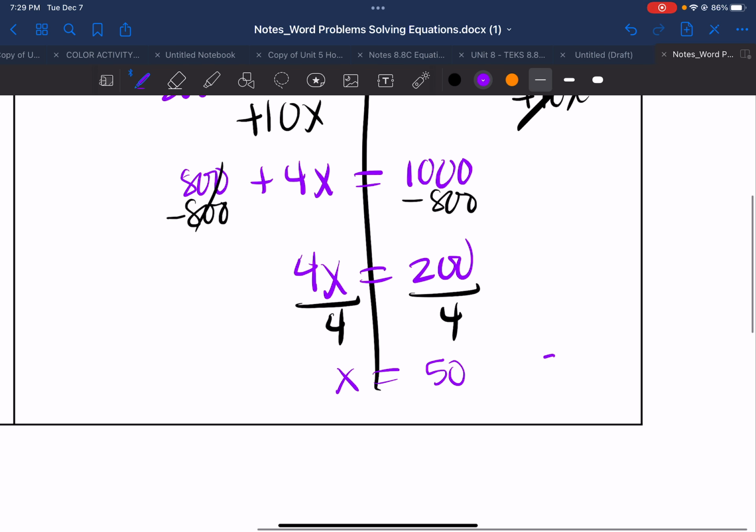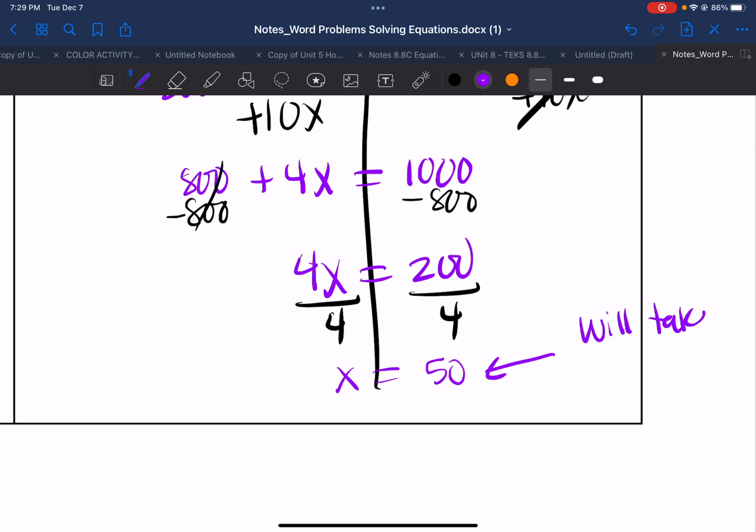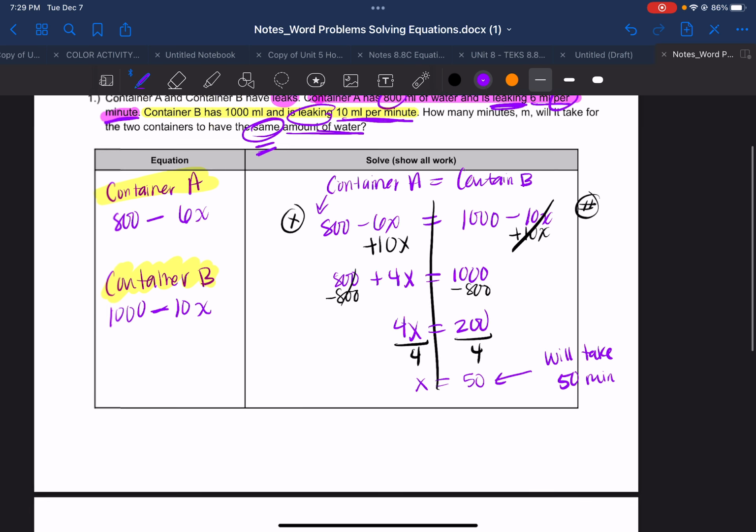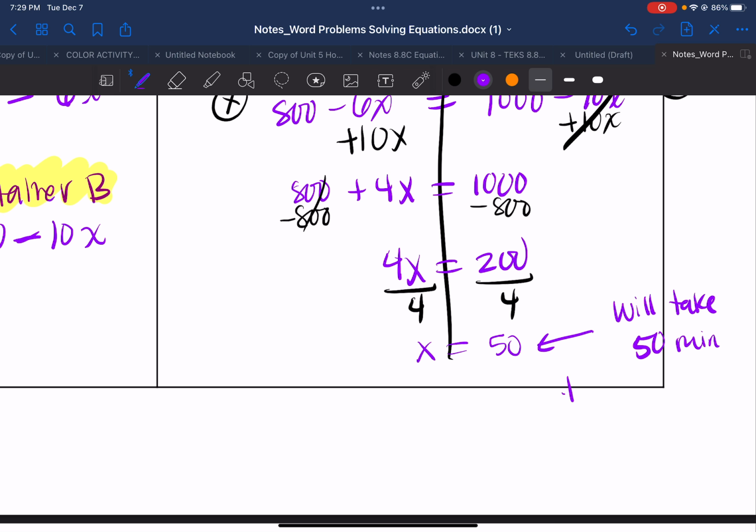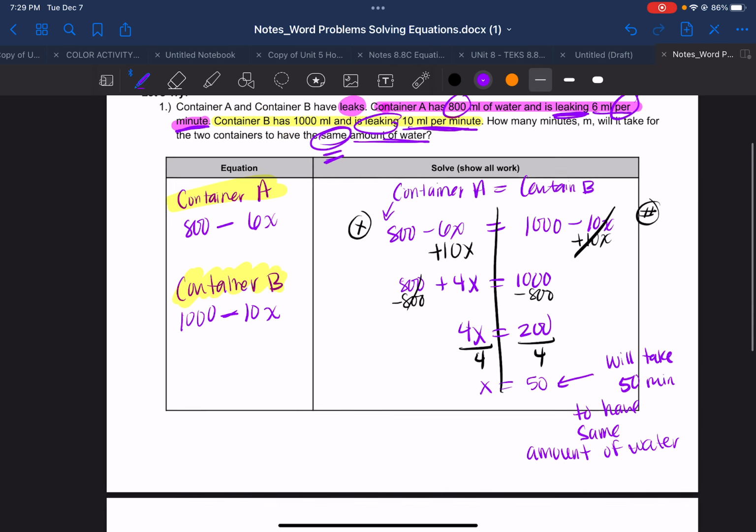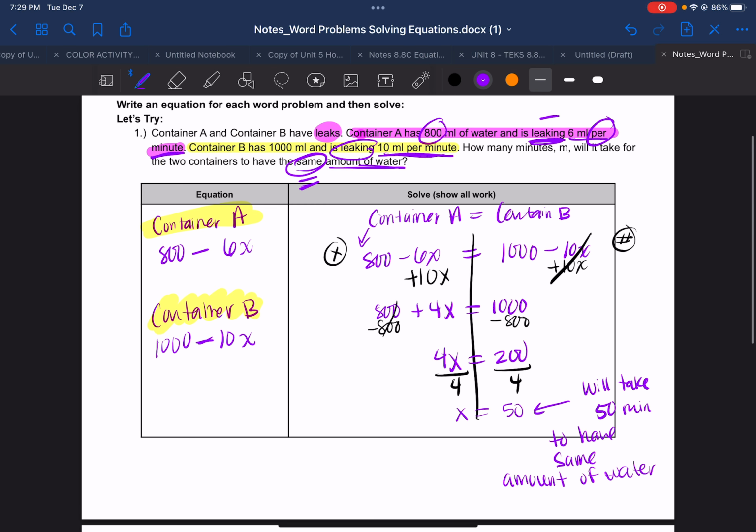This is what this represents. So it'll take 50 minutes to have the same amount of water. Bam. Okay, that is how we do that.